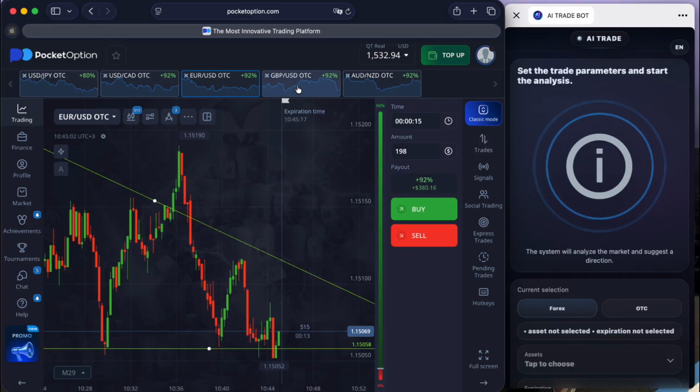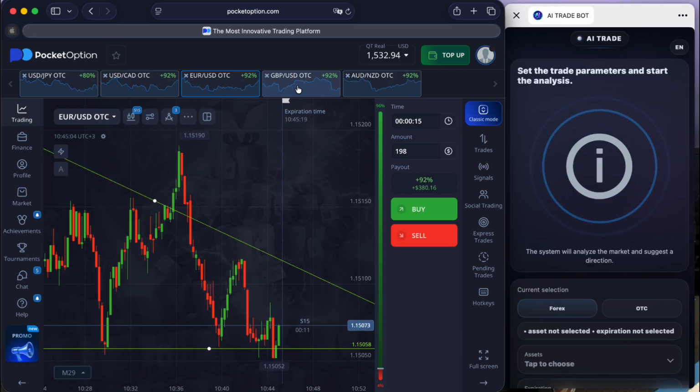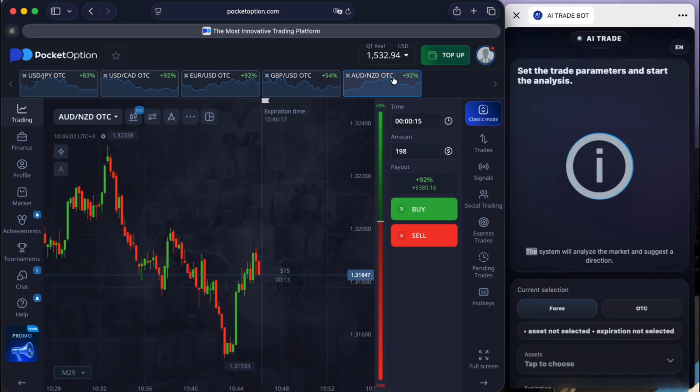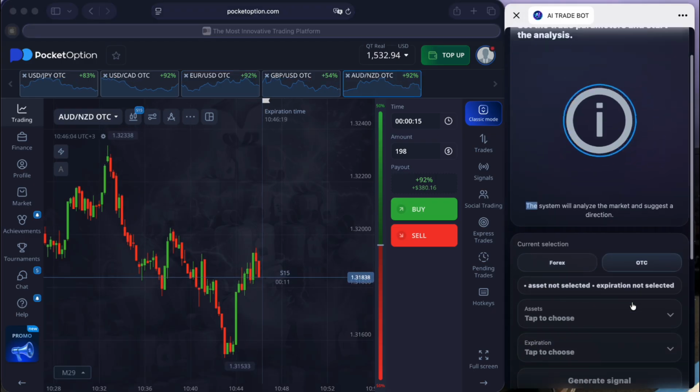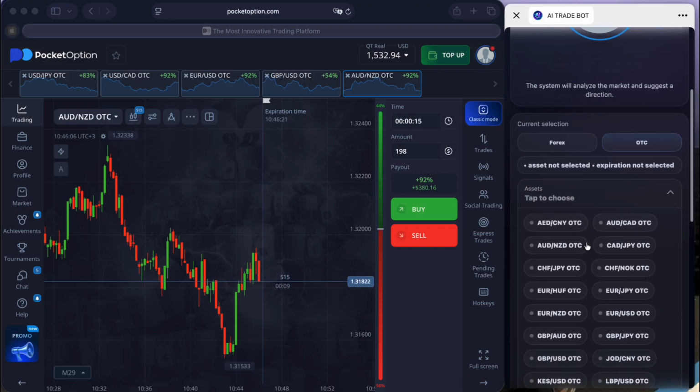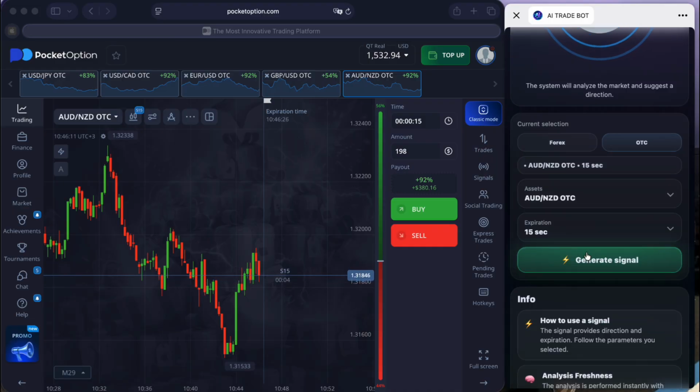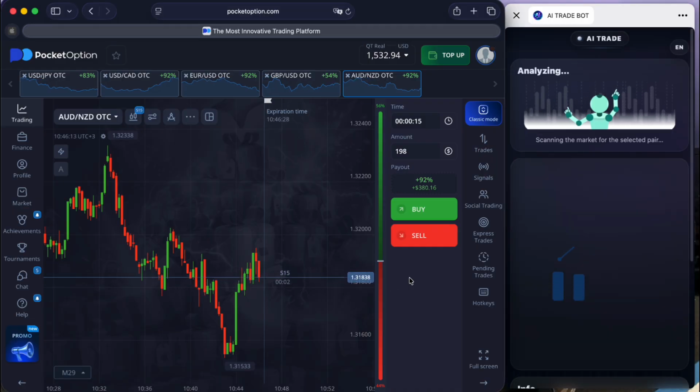There is an opportunity to open another additional entry point by switching to the British pound dollar. There is an opportunity to open another entry point, so I feel free to switch to the Australian dollar and the New Zealand dollar. Previously, we also traded on this asset, opened our entry point without technical analysis. I add this currency pair. During expiration, I also set it at 15 seconds. Click on the signal generation.